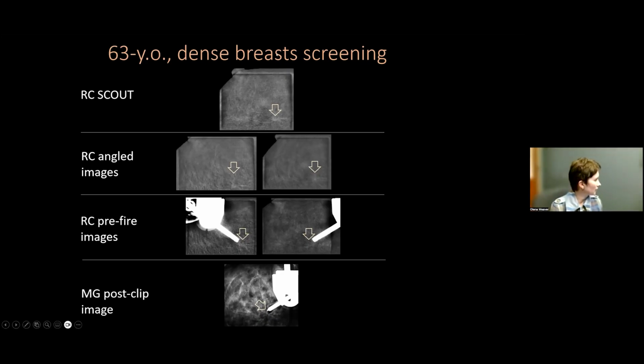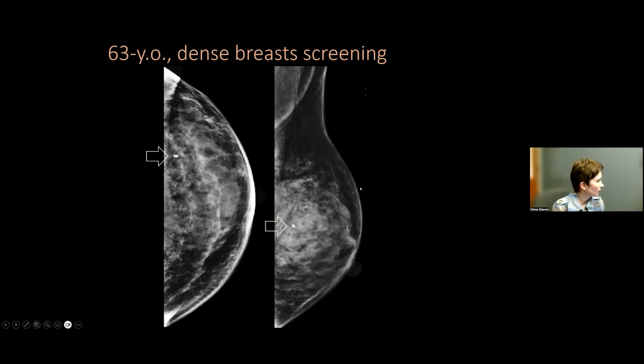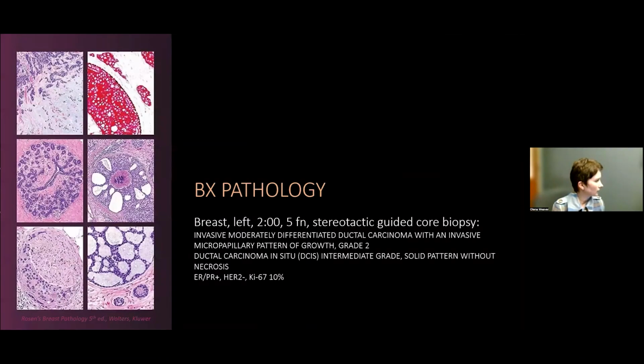So here you see a scout recombined image. These are 2 angled views of targeting. These are also recombined images. This is the pre-fire images and post-fire images. And at the end, we have our clip exactly in the area of concern on the original recombined images. And pathology for this biopsy demonstrated invasive, moderately differentiated ductal carcinoma with invasive micropapillary pattern, grade 2. So again, the lower conspicuity does not exclude the cancer.